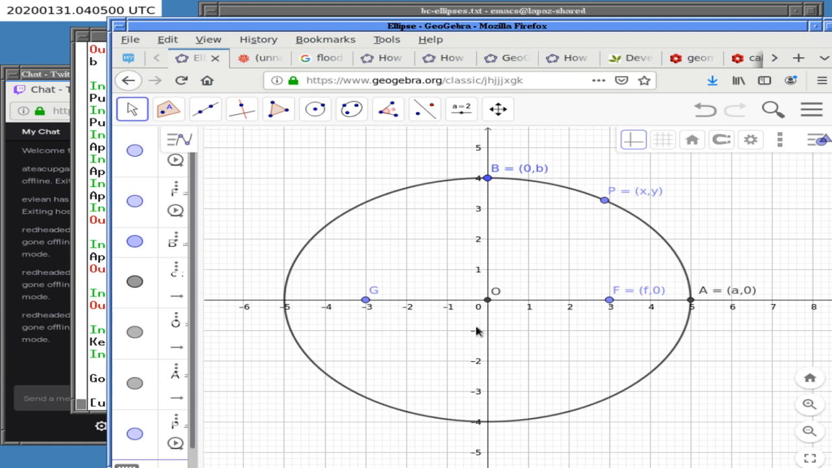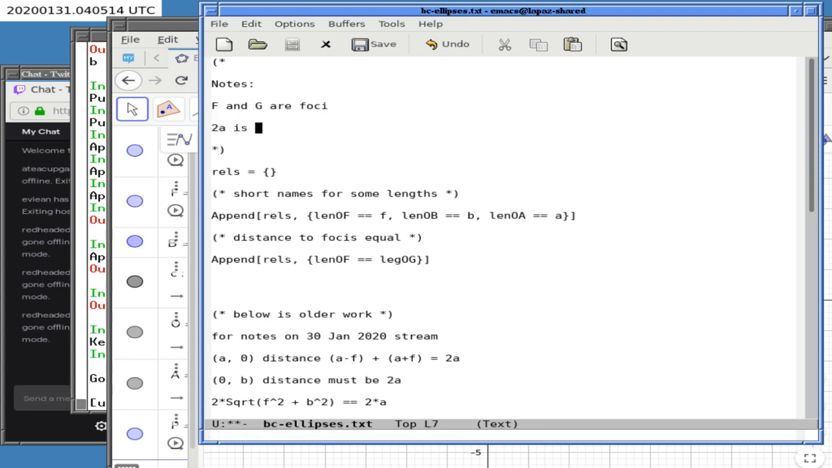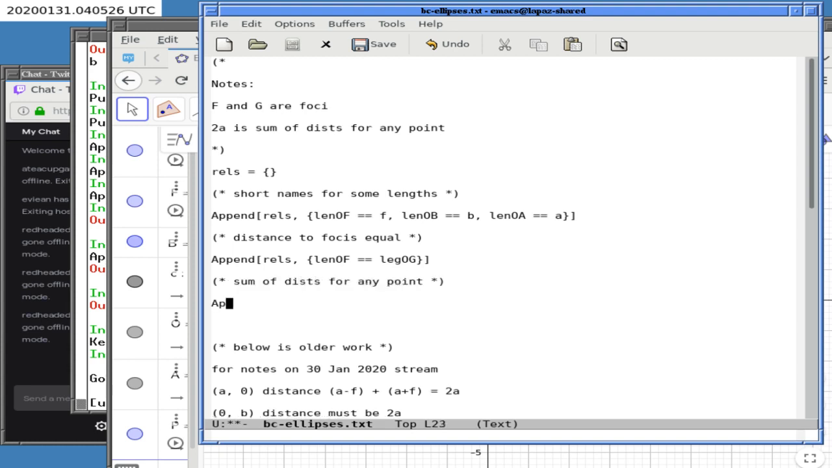We know that the distance from P to this plus this is 2A. We're going to go ahead and establish that the distance, I think we already did that, so we can just say 2A is sum of distances for any point. Okay, so we can say append rels. I'm not actually crazy about this append rels thing. Maybe we need to get rid of it somehow. And in theory we could have just commas or something between them, but for right now let's just do it this way. So the sum of distances for any point.